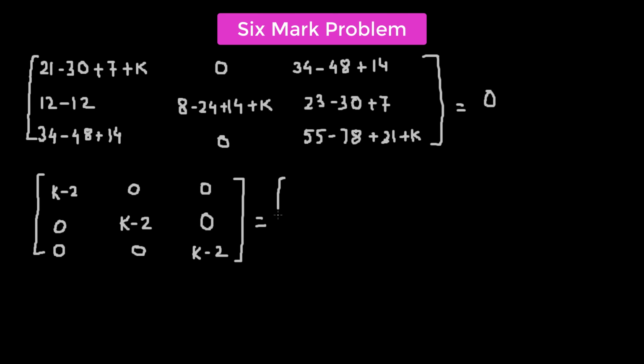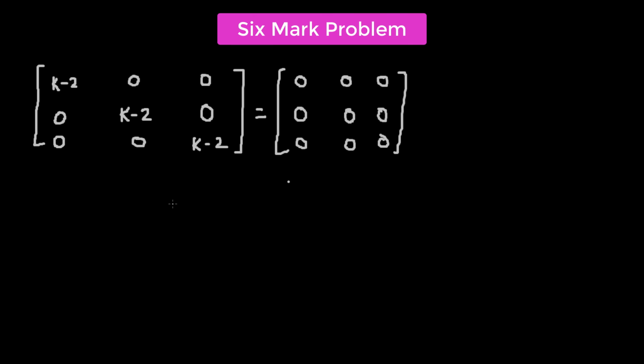So this is equal to the 0 matrix, 0 0 0 0 0 0 0 0 0. So these are two equal matrices, so we can equate any one of the entries. So we'll get k minus 2 equals 0, so this gives us k equals 10.